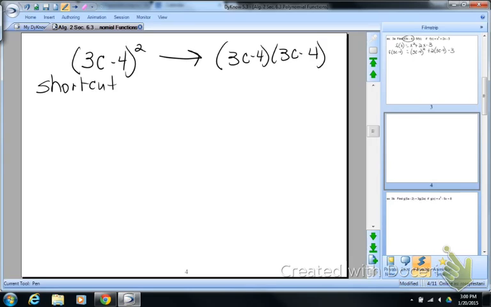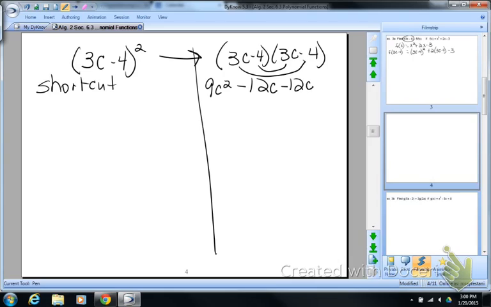And we know how to multiply two binomials together. We do the FOIL method. So let's everybody do the FOIL method. 3c times 3c is 9c squared. My outside term is a negative 12c. My inside term is a negative 12c. And my last, negative 4 times a negative 4 is a positive 16. We bring down the first term. Look at our two middle terms. What are they? They are identical. They're always going to be identical when you multiply two identical binomials. So we get negative 24c.